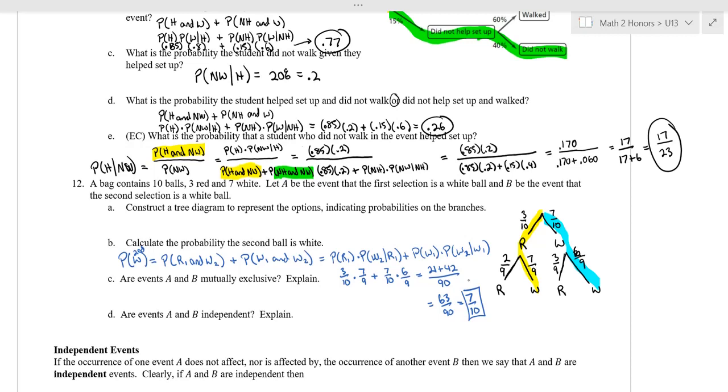What's the probability you get a white ball? There's 7 white balls out of 10. 7 out of 10. We just worked out all those formulas and still got it. Alright, are A and B mutually exclusive? Remember, to test mutually exclusive, you're going to look for this: what's the probability of A and B?